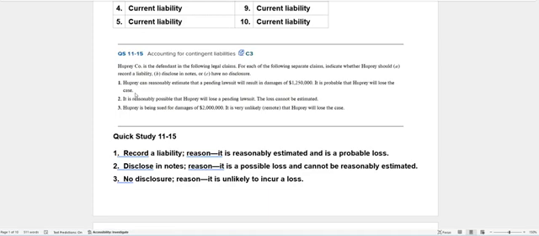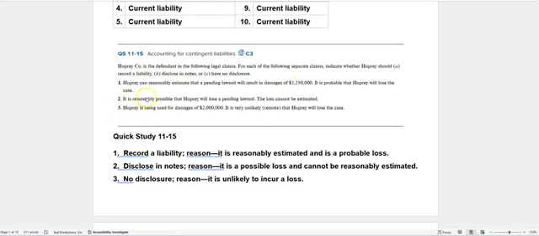And the lawyers were able to estimate that the amount of the liability will be about 1.25 million. Because we can reasonably estimate the amount, and it is probable that the loss will occur, we are going to record a liability in the accounting system, and it will be reported in the balance sheet as a liability.